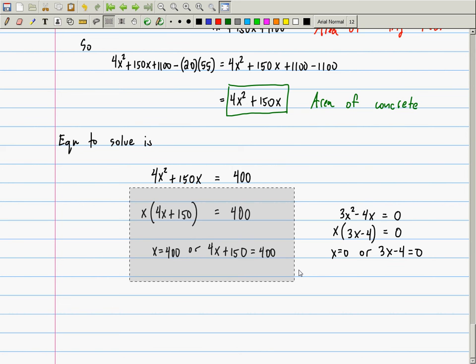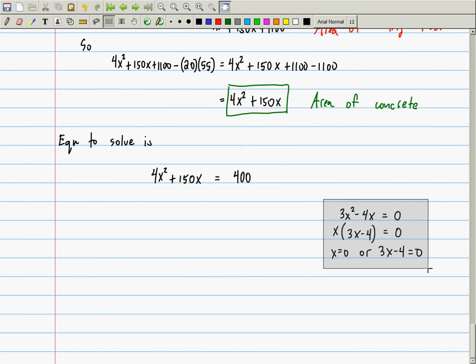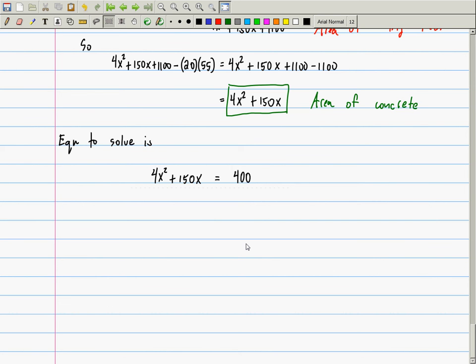So let's delete these things. Okay, so what should we do? Alright, so I'll say 4x squared plus 150x minus 400. That's generally the way to go: you want to have a 0 on one of the sides, so I move the 400 to the left-hand side. So here we have a quadratic. This is a quadratic because it's a degree 2 polynomial.